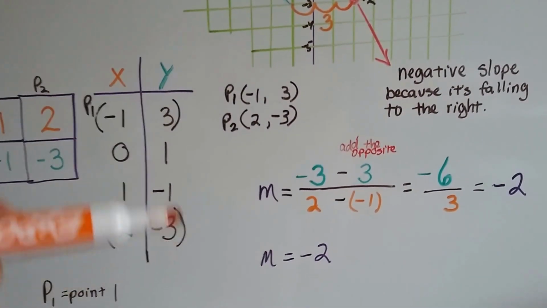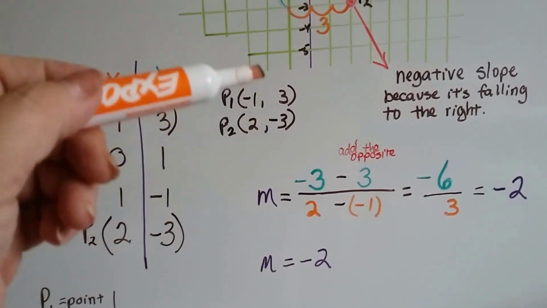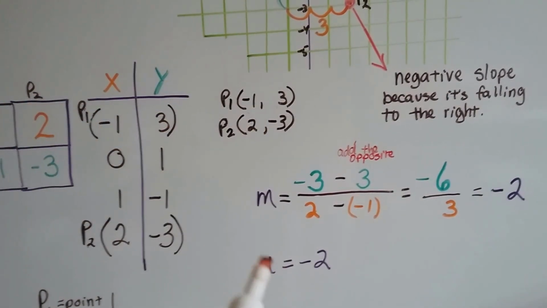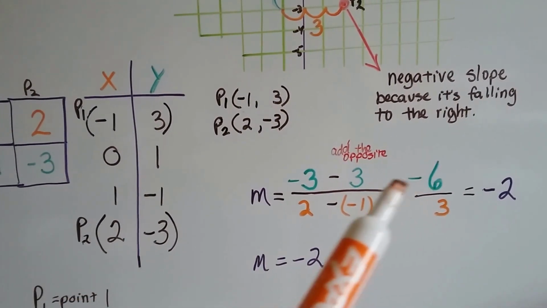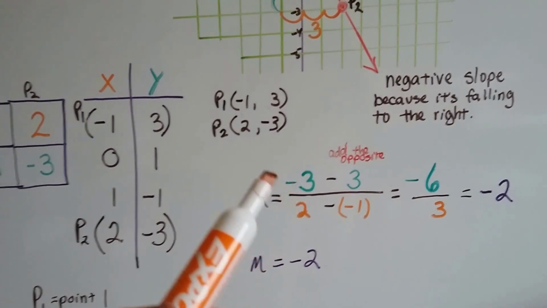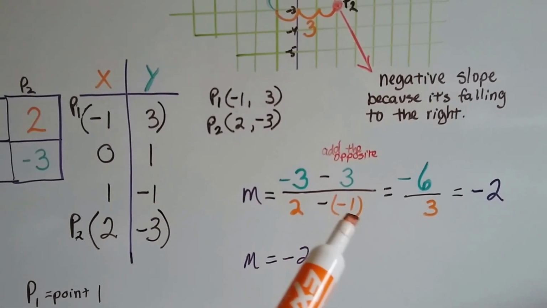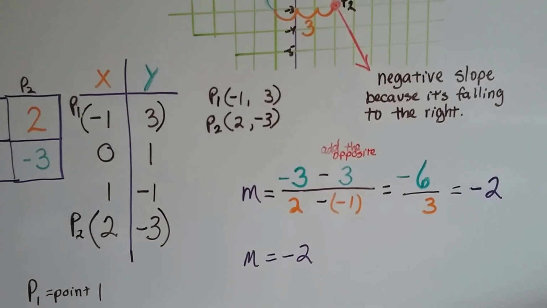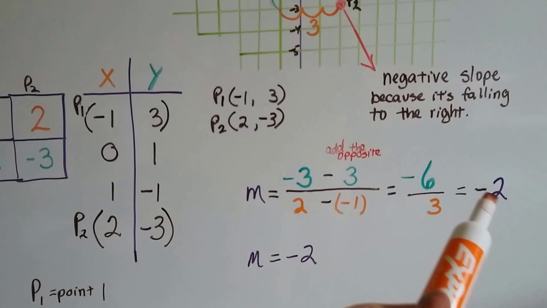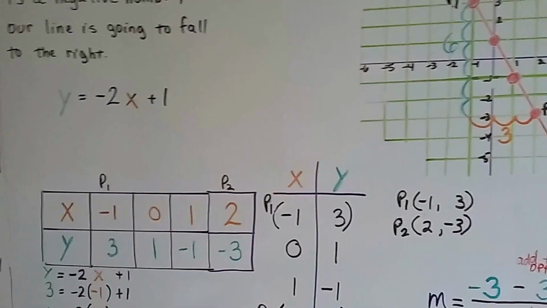And when we do the slope formula, we have our two xy coordinates here, and we subtract negative 3, take away 3, and we get a negative 6. Because remember, we add the opposite. And we have a 2 minus a 1, and we add the opposite. So we get a 3. We got a negative 6 over 3. That gives us a negative 2. Our slope is negative 2, just like the equation said it was.